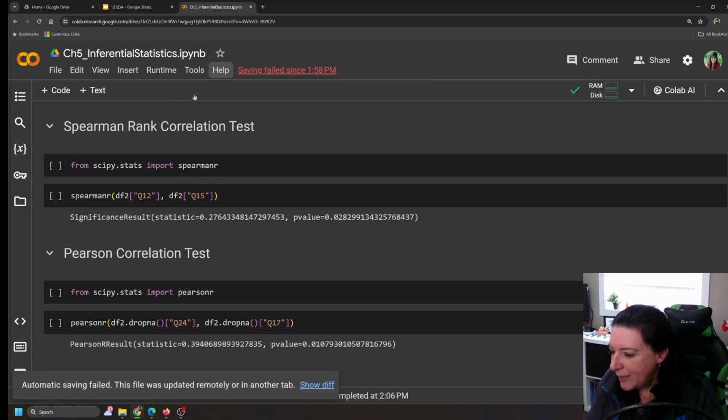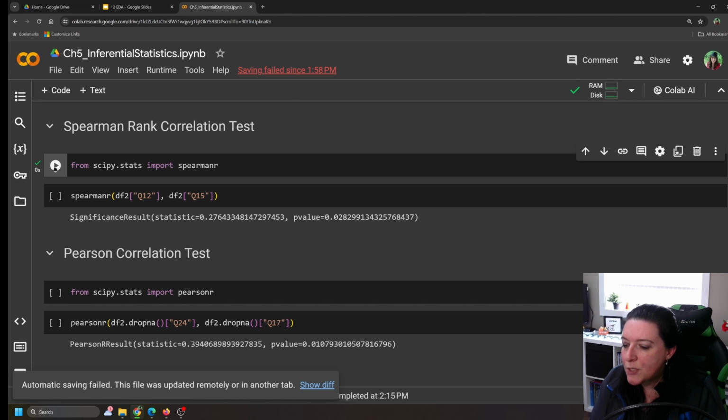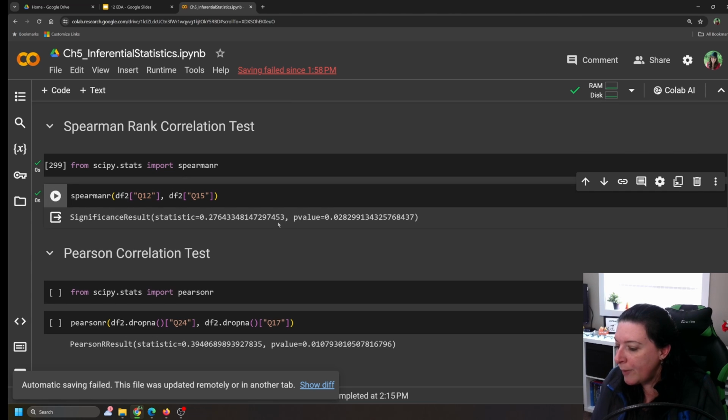What we're going to do is, from scipy.stats, import spearmanr. That's the package we want to use. Then we simply need to put in our 2 variables. So we have spearmanr, df2 question 12, df2 question 15. When we run this, we get a p-value of 0.028.